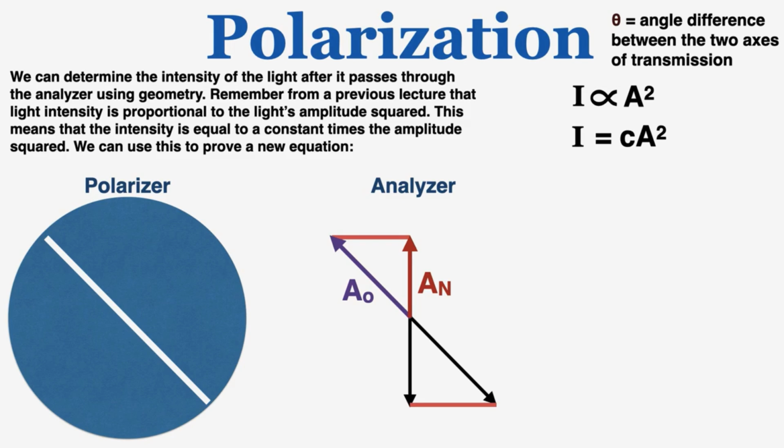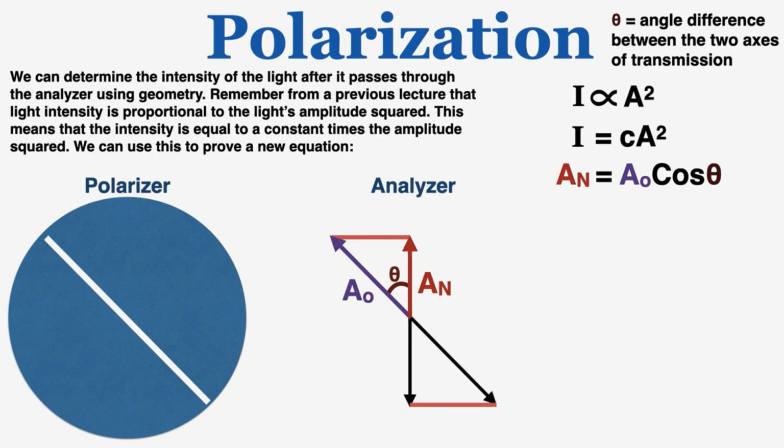Remember, amplitude is just the distance from the center of the wave to the highest point of the wave. And this is the angular difference between the axis of transmission of the polarizer and the axis of transmission of the analyzer. It's just the angle difference in how the two things open. I can see that the original amplitude and the new amplitude are connected by cosine. The new amplitude is equal to the original amplitude times cosine of theta.